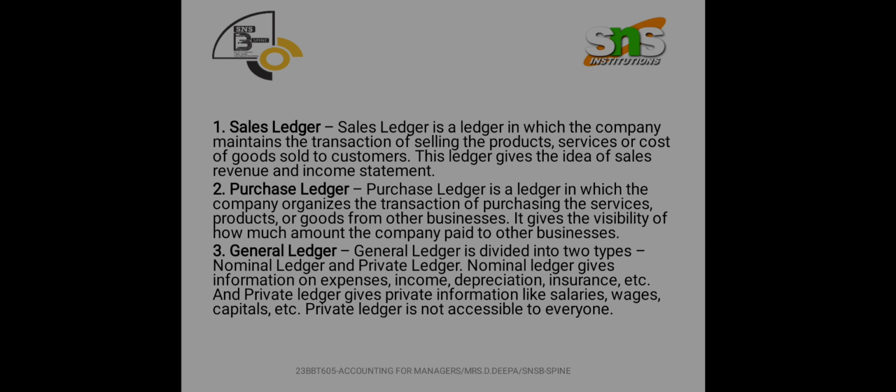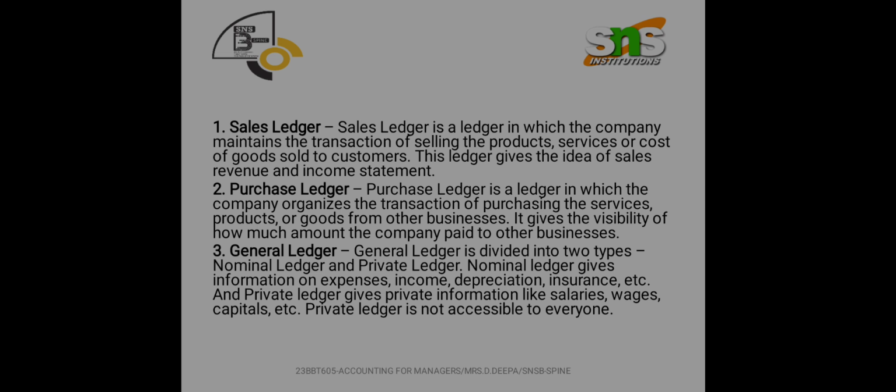And next is purchase ledger. So this ledger involves the transactions of purchasing the services, products or goods from other businesses. How many purchases are done by any company. Okay, so the company paid to other business, whereas in the previous case the company received, here it paid, since we are purchasing, right?